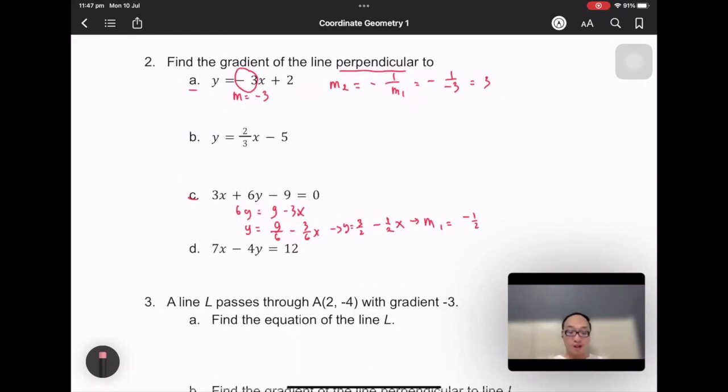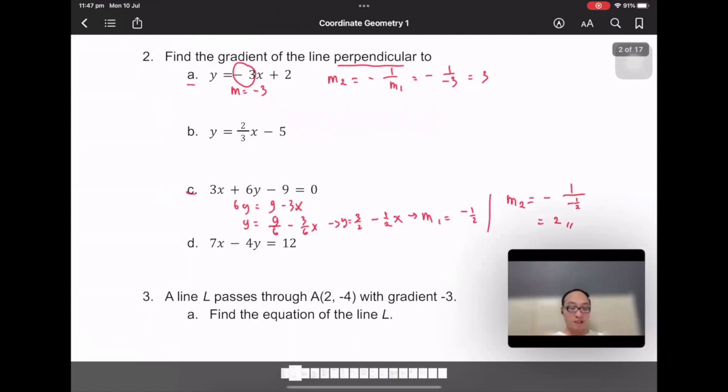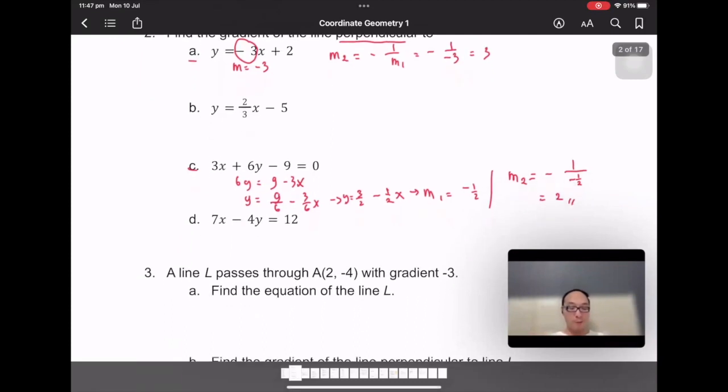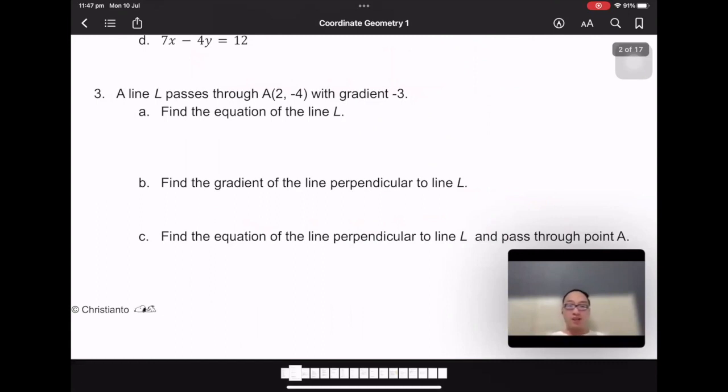And the gradient of the line perpendicular to this line is equal to -1 over -1 over 2, which is equal to 2. That's the example. You can try the other numbers as your practice.